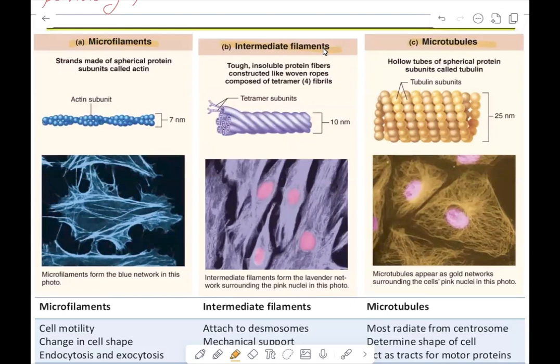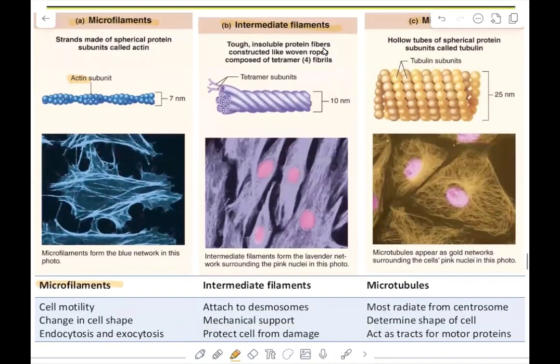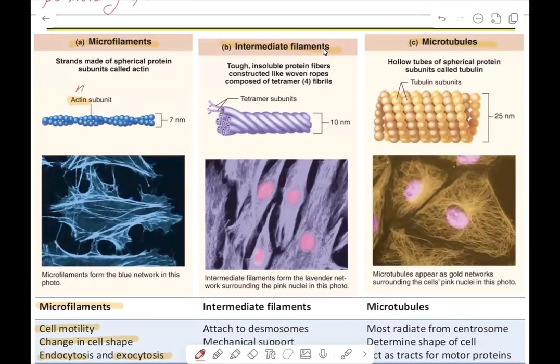So the microfilaments are extremely tiny molecules, and one example of them would be the actin molecule. And the microfilaments are responsible for things like cell motility, the movement of it, change in cell shape, and exocytosis and endocytosis. So for actin, it would be responsible for muscle contraction. And we're going to specifically talk a lot about it when we get to chapter 9.